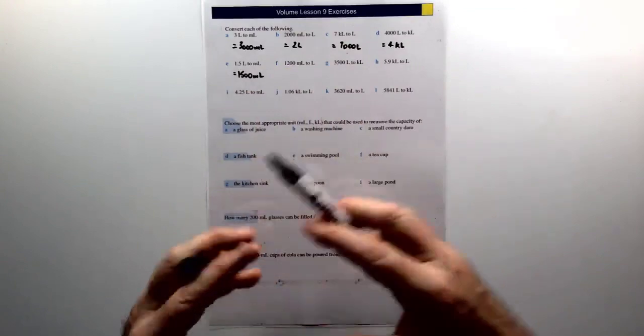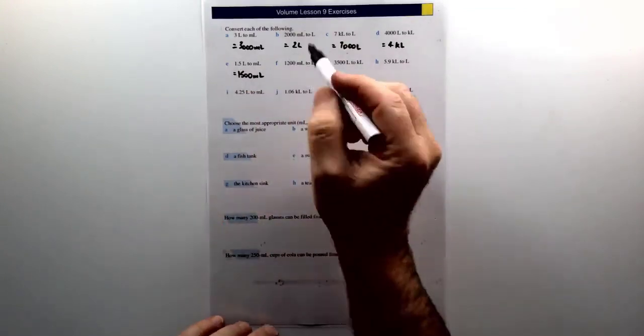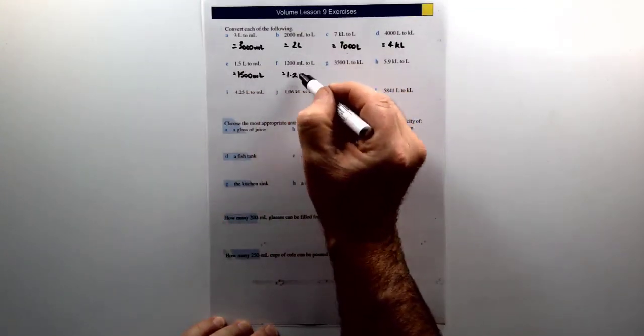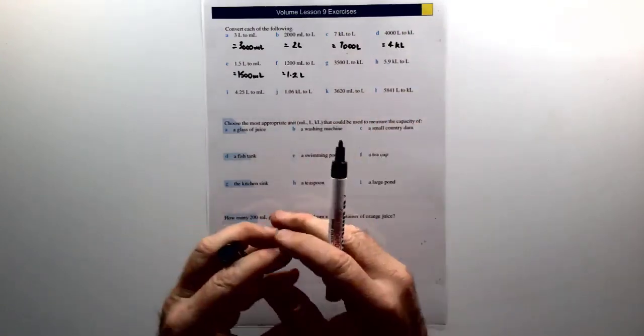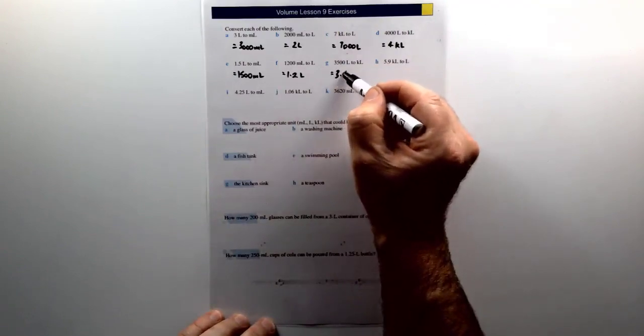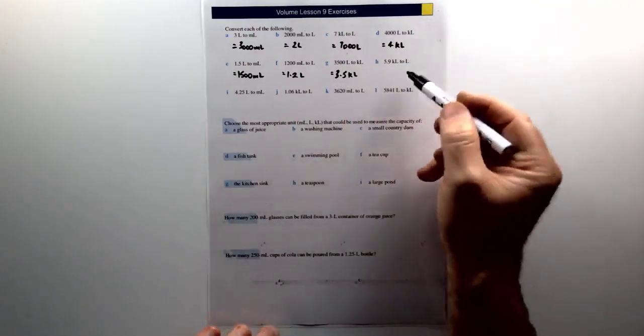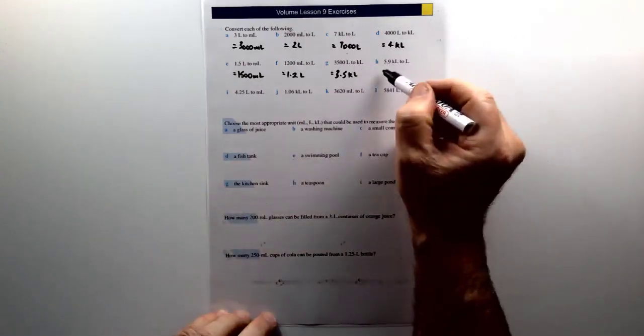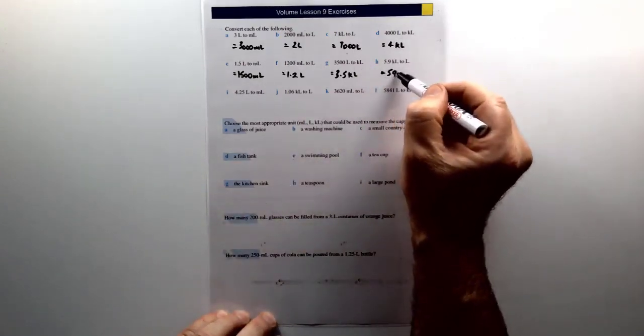Millilitres to litres, the unit gets bigger, the number gets smaller, so we divide by 1,000. We're going litres to kilolitres, the unit gets bigger, so the number gets smaller, so we divide by 1,000. Going kilolitres to litres, the unit gets smaller, so the number gets bigger, so we multiply by 1,000.